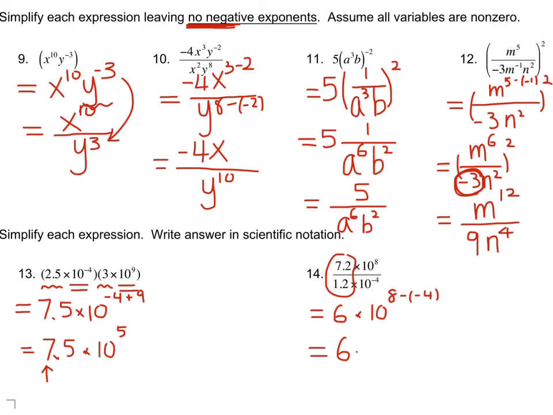So the final answer for number 14 is going to be 6 times 10 raised to the 12th power. Is it in scientific notation? So again, we have the first digit as non-zero, and the rest of the numbers are represented with 10 to the 12th power.